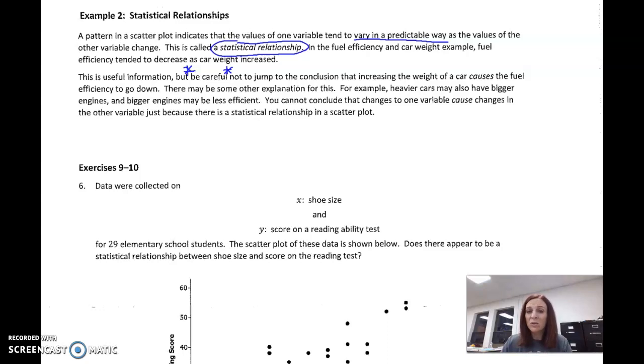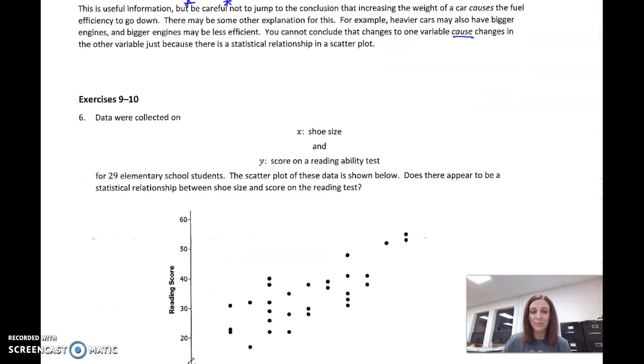You cannot conclude that changes to one variable cause change to the other variable just because there's a statistical relationship in a scatter plot. That statistical relationship says, hey, there's something there we need to research, we need to study, but it doesn't necessarily mean that the one thing causes the other. And that's huge. Okay, that is huge because we can tend to believe it causes the other and jump to conclusions or assume things that we shouldn't.